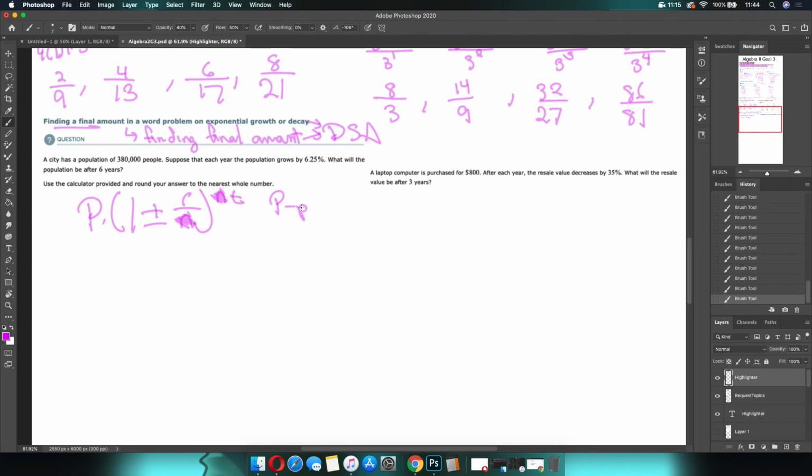P is your principal, which is basically your starting amount. 1 we use every time. Plus or minus deals with whether this is growth or decay, in other words, whether or not it is increasing or decreasing. And then rate is your percent. You have to remember to convert it to a decimal. And then finally, t is your time.